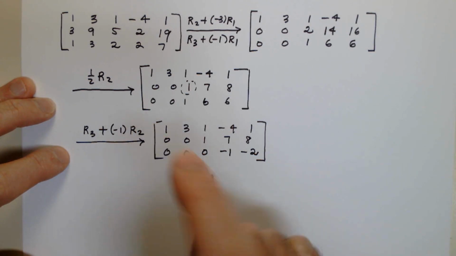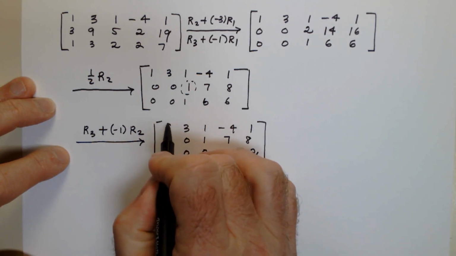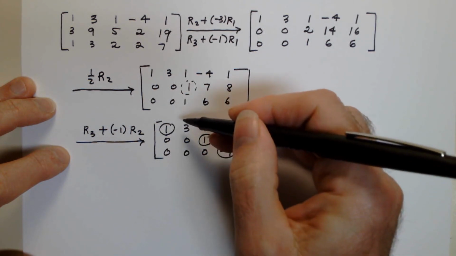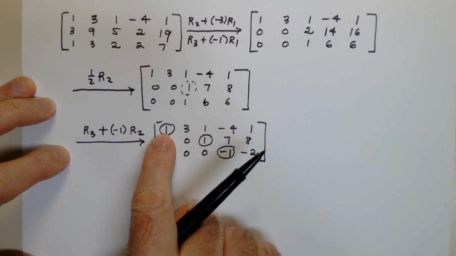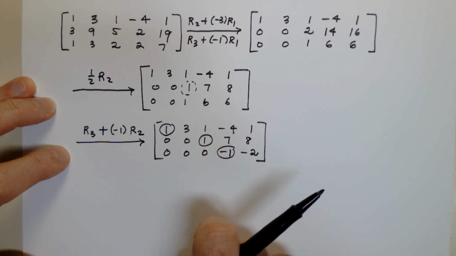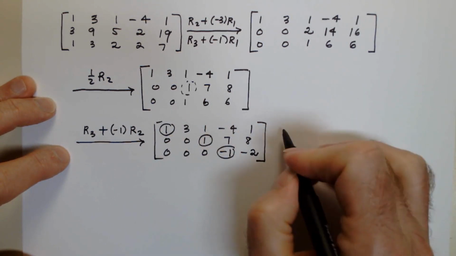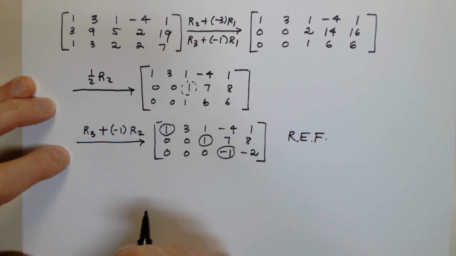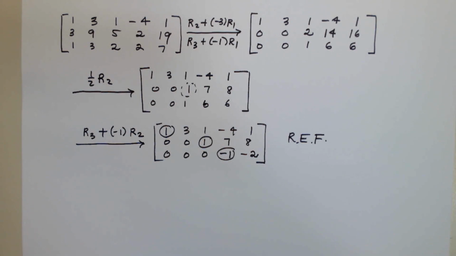And when I look at my leading entries, in this case, this will be the 1 and the -1. As I move down through the rows, the leading entries are snapping to the right. And so this is going to be row echelon form, and we can stop. All right, so let's go back to the class notes and continue.